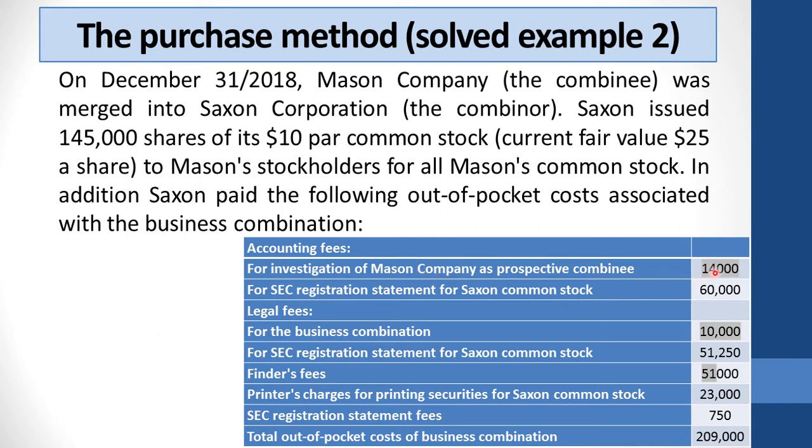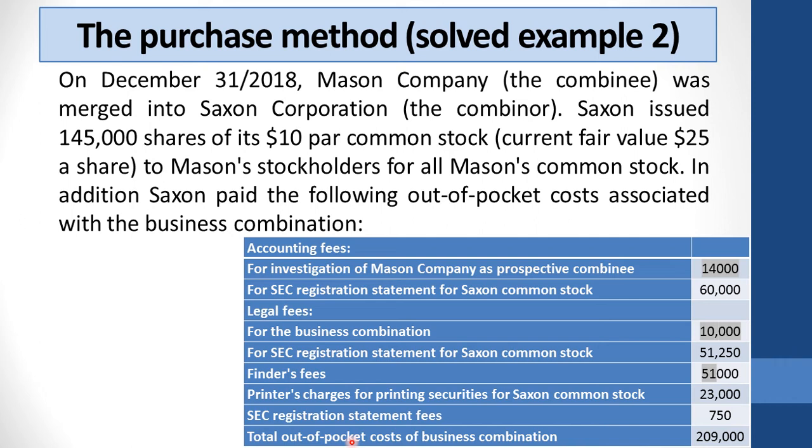Company, 14,000, for SEC registration statement for Saxon common stocks, 60, legal fees for the business combination, for SEC registration, finder fees, printers charges, SEC registration, and we have the total down there.